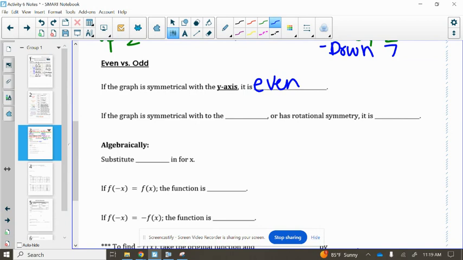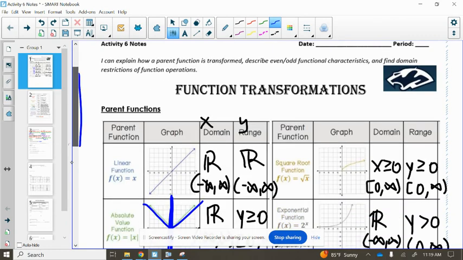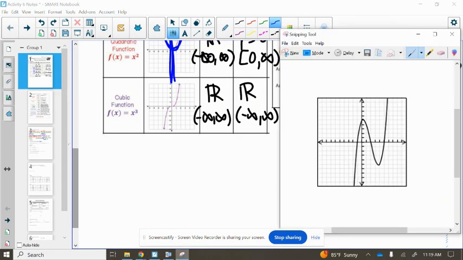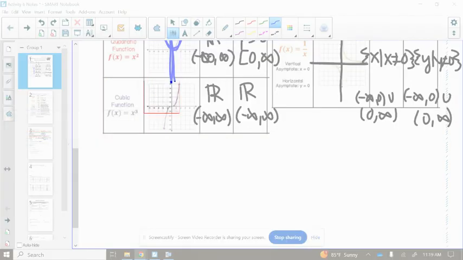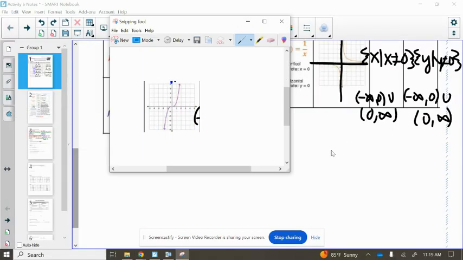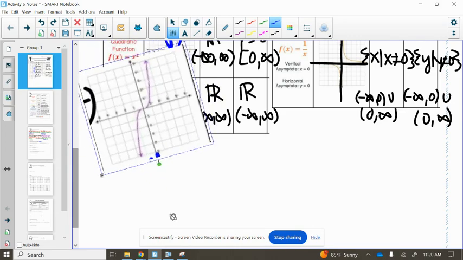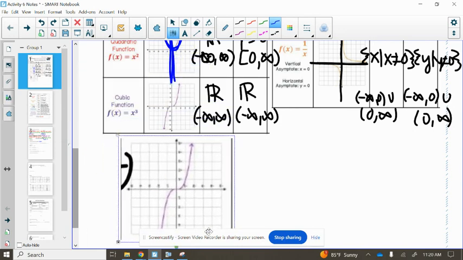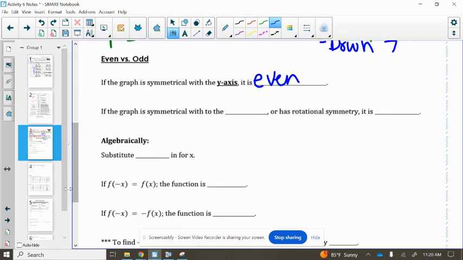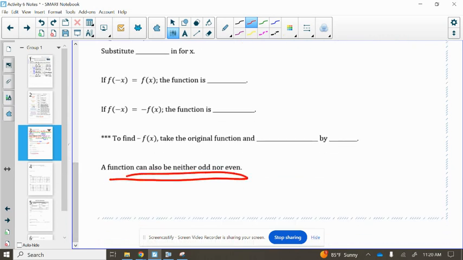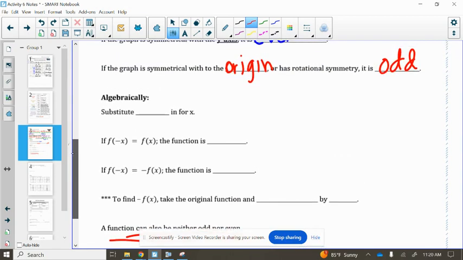On the other hand, if we look at the cubic function here, and if we take this graph and turn it upside down, and it looks exactly the same as the original, like this one does, then this is what we call an odd function. We say it has symmetry to the origin when this happens. Now keep in mind, a function could be neither if it does not have symmetry to either one.